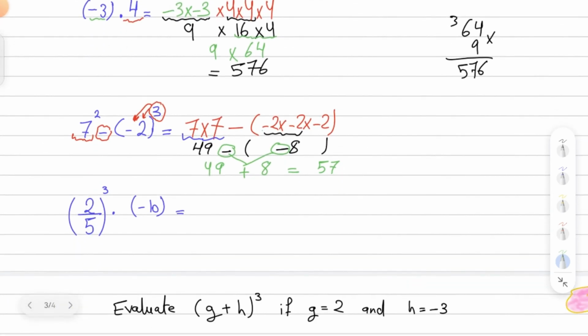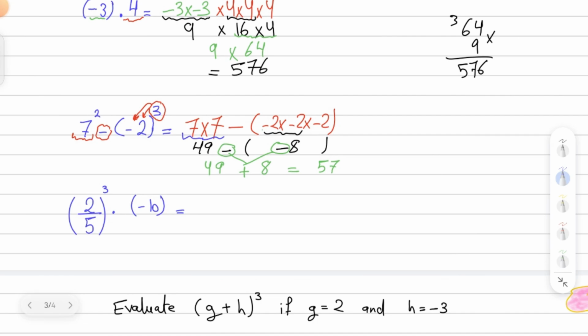The last example for this part: we have 2/5 raised to the third power, or we can say 2/5 cubed, times -10. First, let's do the exponent. Let's write it in the expanded form. 2/5 times 2/5 times 2/5. And here we have a multiplication, so times -10.